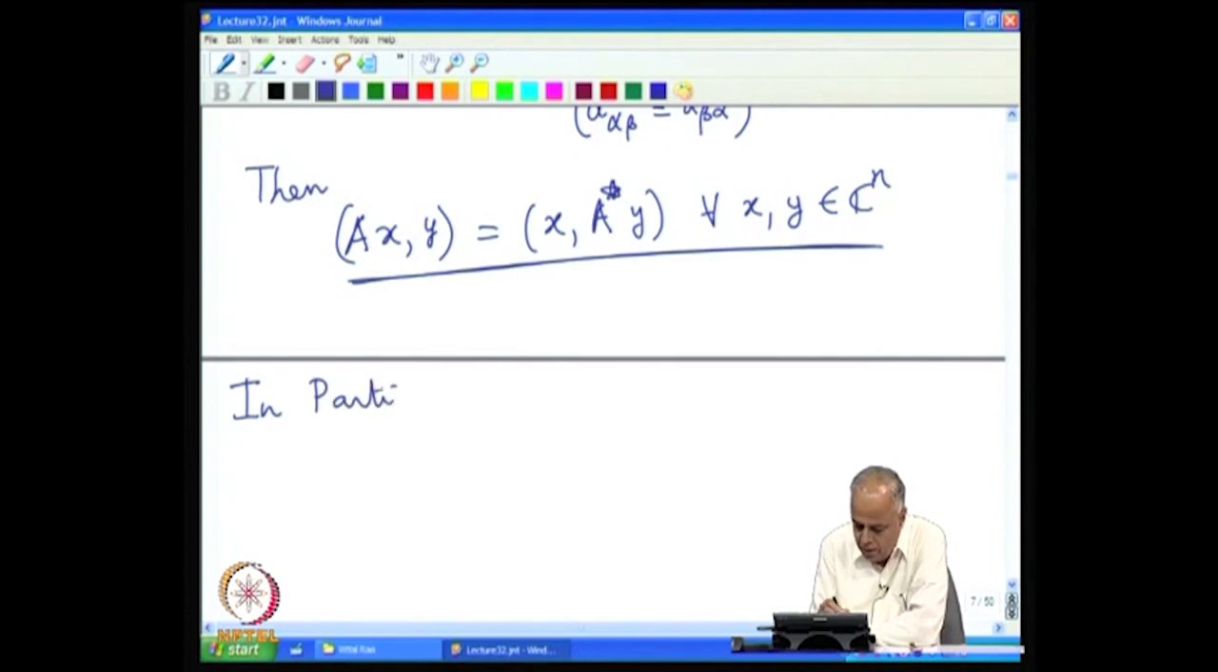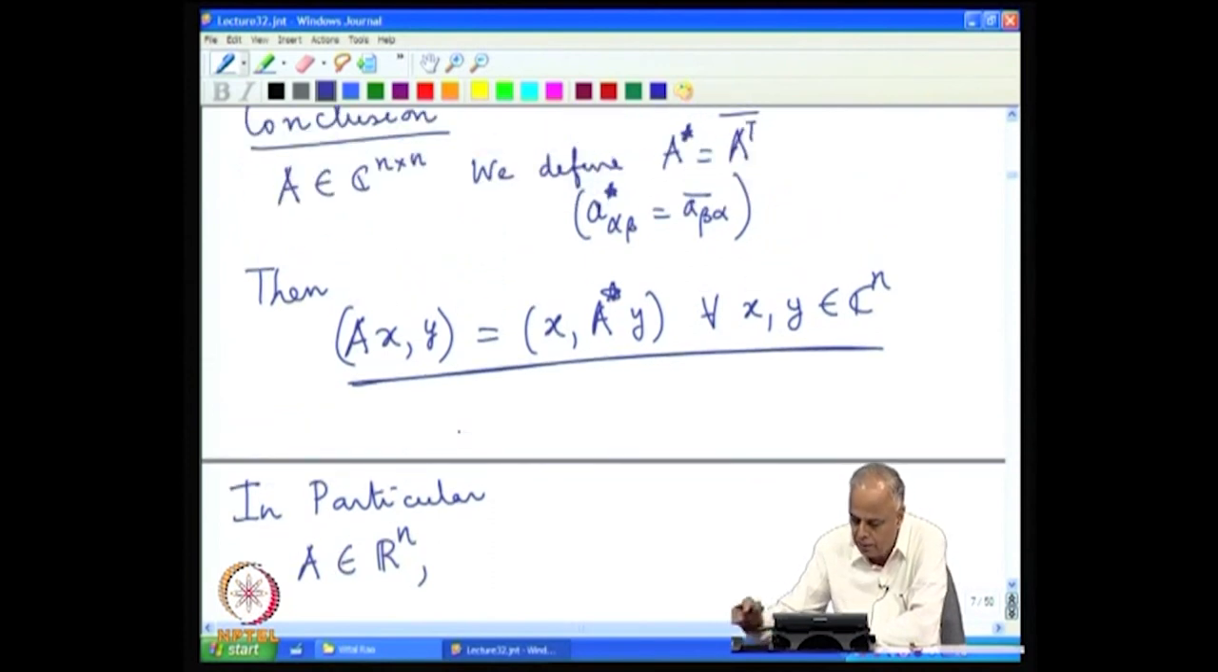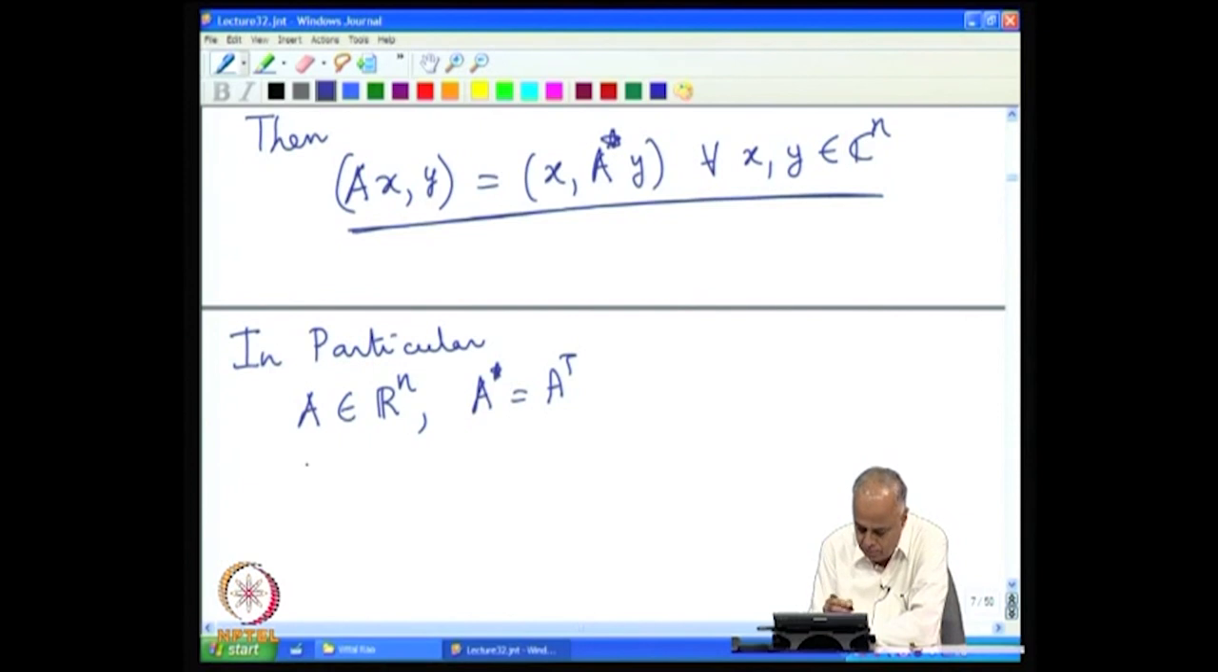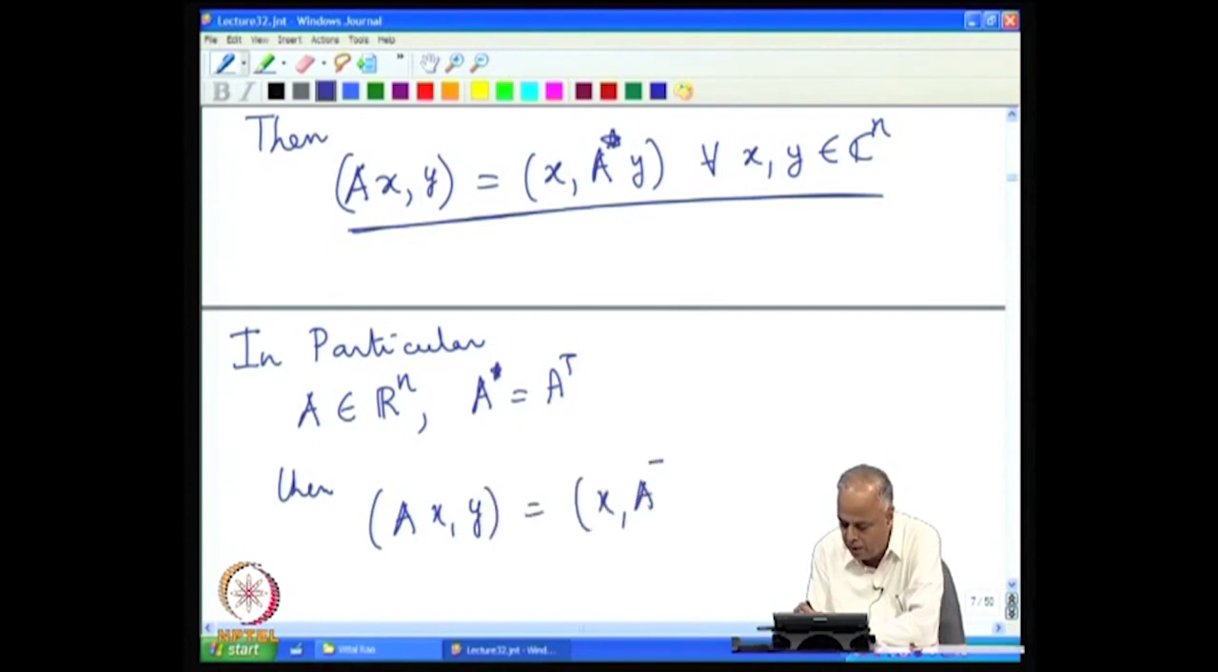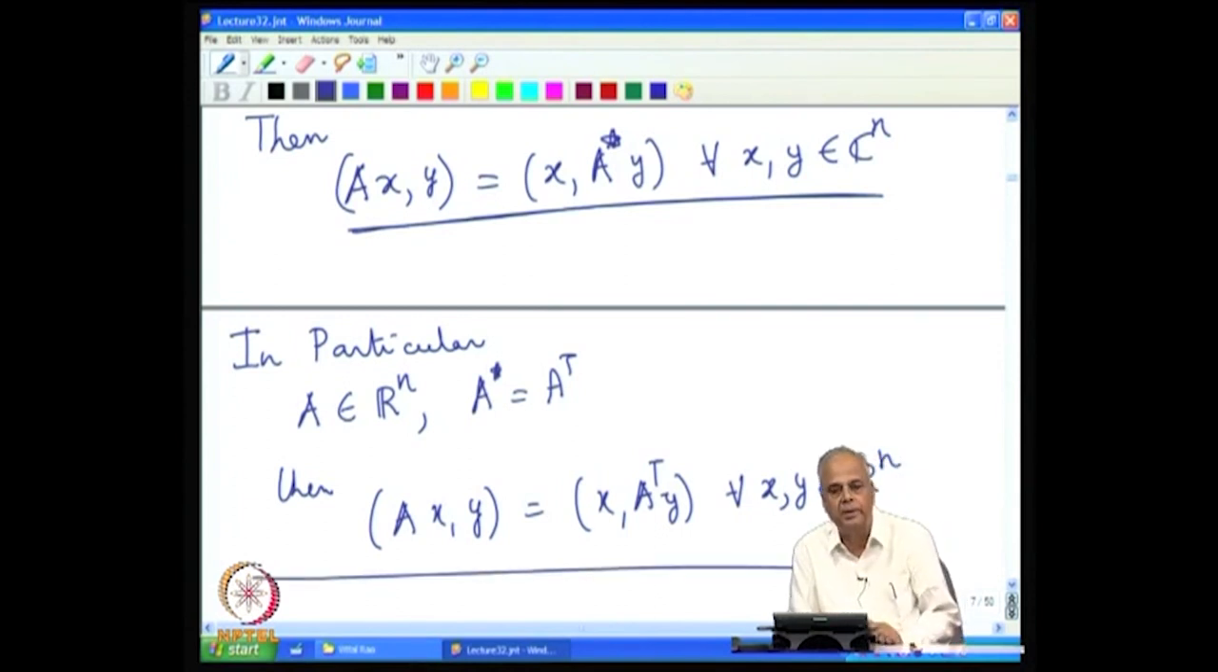In particular, if we take everything real, if A belongs to R^(n×n), then there is no more conjugation involved. So, A star will be defined as A transpose only, then we have Ax comma y is equal to x comma, in place of A star we have A transpose y, for every x, y now in R^n. These two are important observations for a matrix.